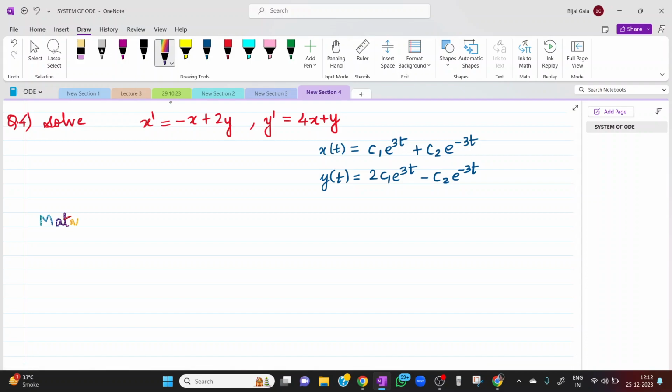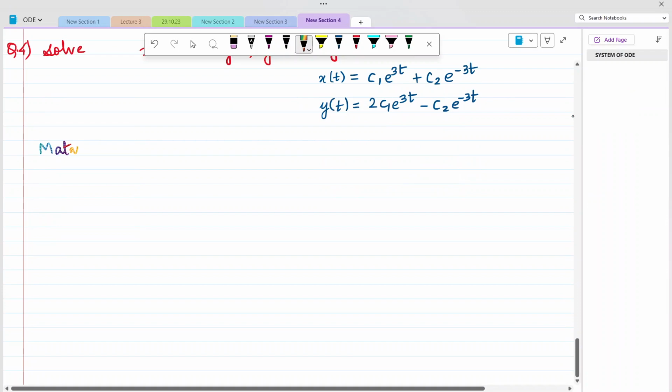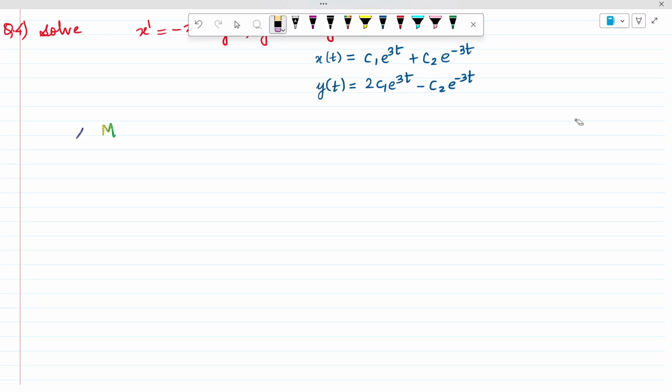The matrix method. It's also known as the eigenvalues eigenvectors method.